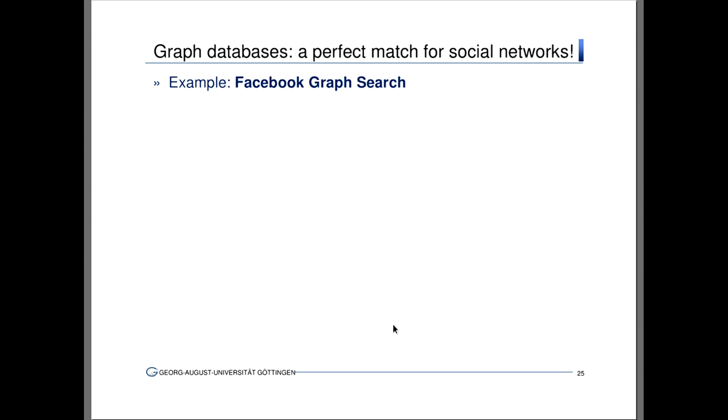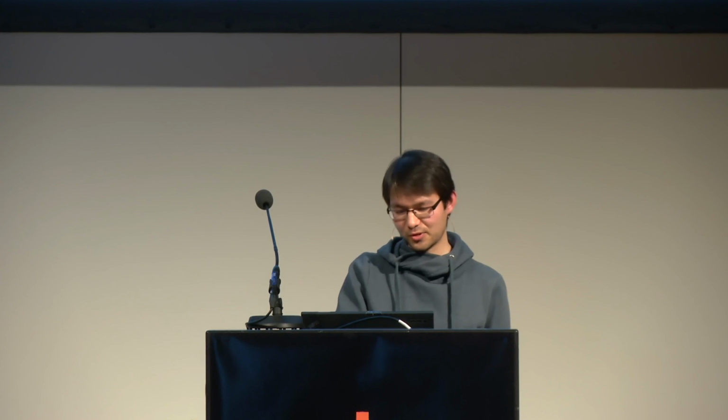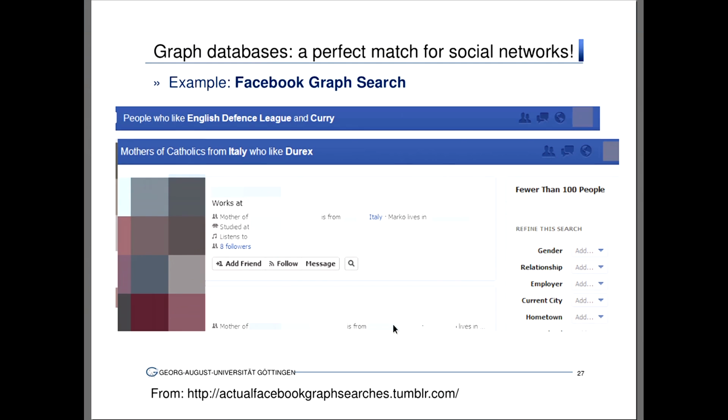Now, of course, for social networks, this is extremely useful. And the best example is Facebook Graph Search. So they actually made a UI where people can click together different kinds of graph database queries. So you could look for people who like English Defense League and Curry, for example. Or you could look for mothers of Catholics from Italy who like Durex, and stuff like that, right?